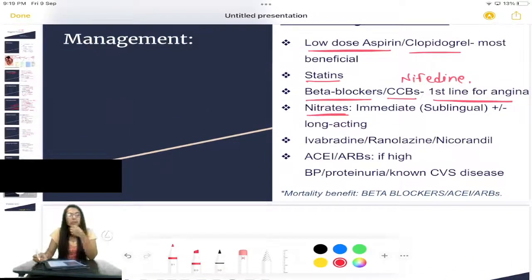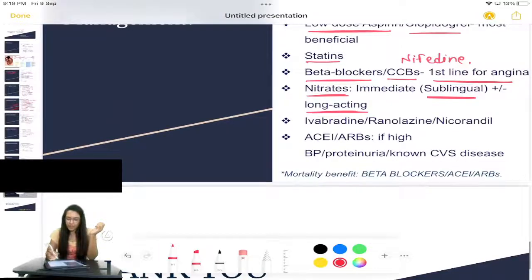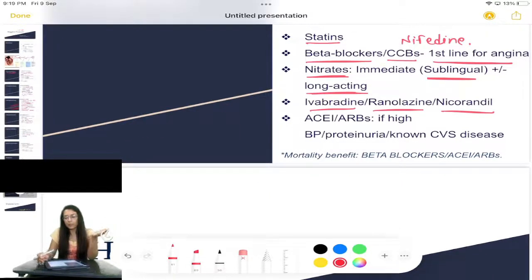Then nitrates. As I told you, nitrate is a relieving factor. So we prescribe patients SOS: whenever the patient develops this kind of chest pain during exertion, we tell them to take sublingual, short acting, immediate acting nitrates. And if on CCBs and beta blocker patients still develop complaints, then we prescribe long acting nitrates like isosorbide mononitrate. Then other drugs are ivabradine, ranolazine, and nicorandil. Even after beta blocker, CCBs, and nitrates, if patients still have symptoms, we prescribe these drugs.